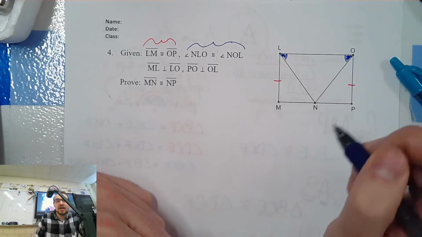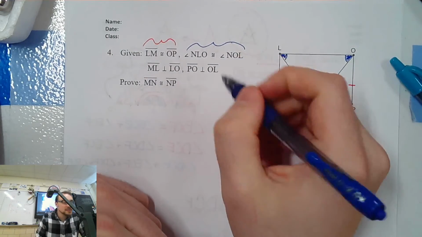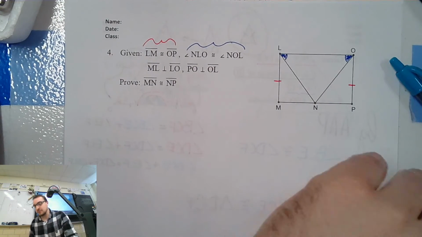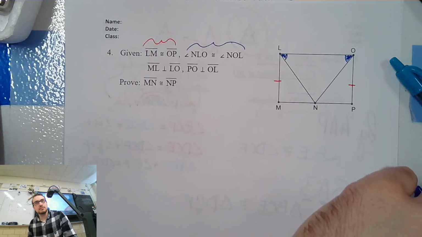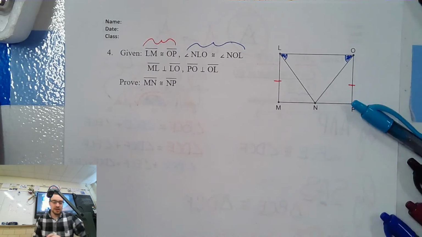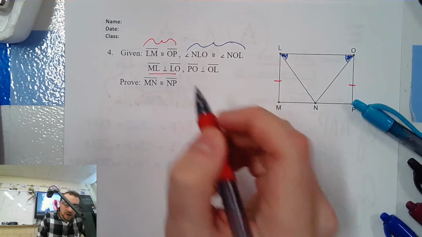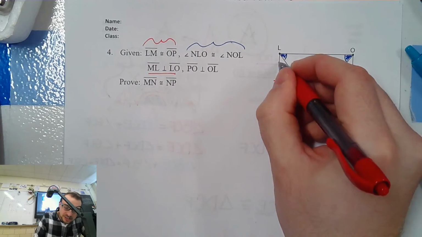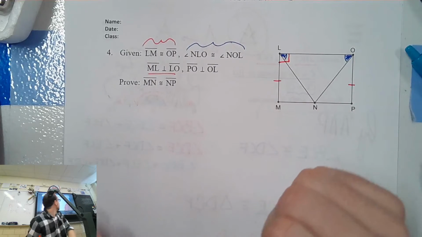Ooh, I see something already. We got an isosceles triangle here, don't we? Okay. But we won't mark it yet. We also know that ML and LO are perpendicular. So ML and LO intersect here. So yeah, it's gross looking, but it's true.